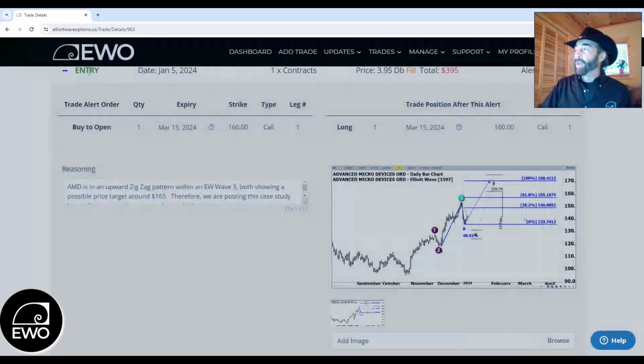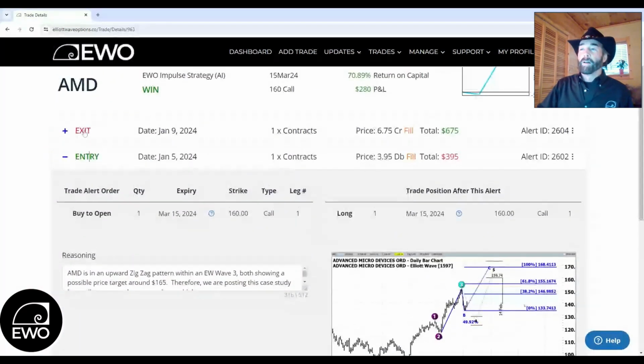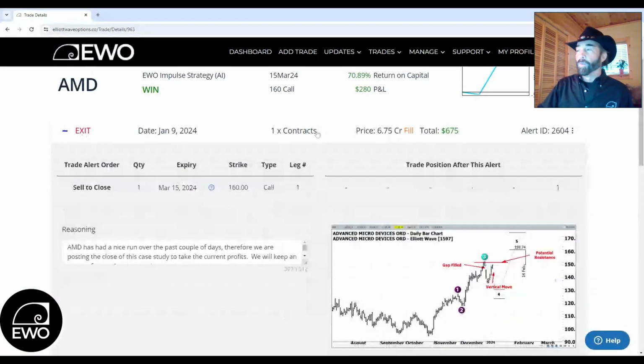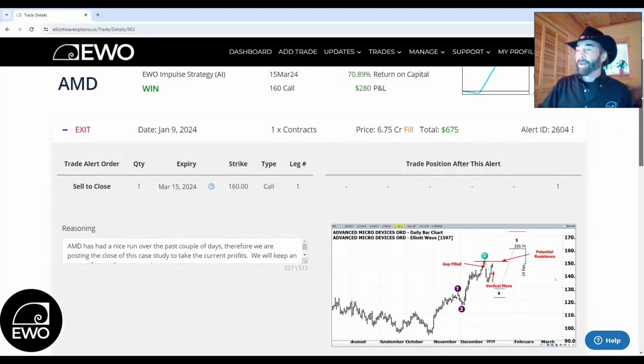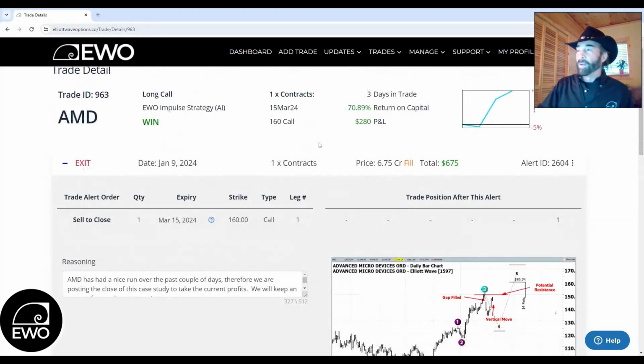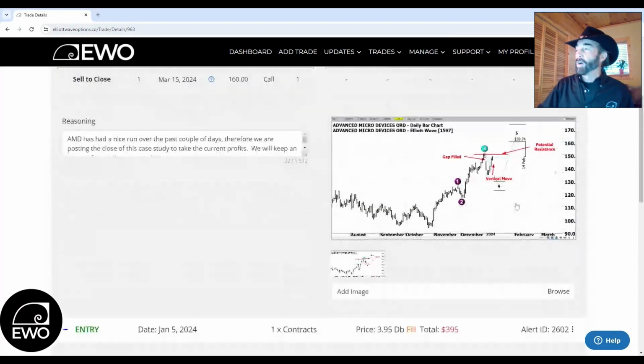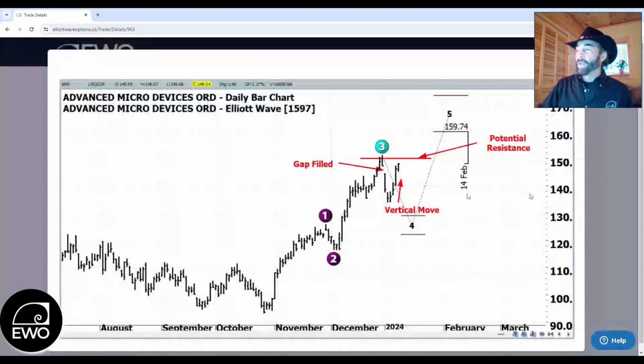And then we exited 3 days later on January 9th, technically 4 days, but it was less than the hourly time frame on 4 days. So it reads as 3. We look at the chart and you can see that we had this vertical move up during 3 straight days. But notice that we're not anywhere near the target of 165.